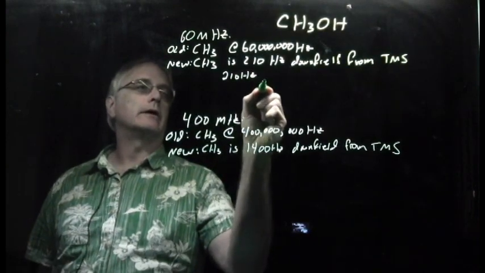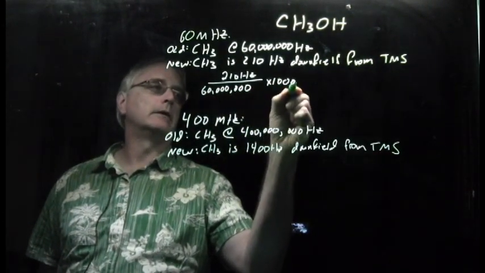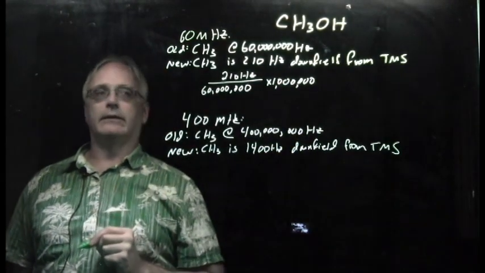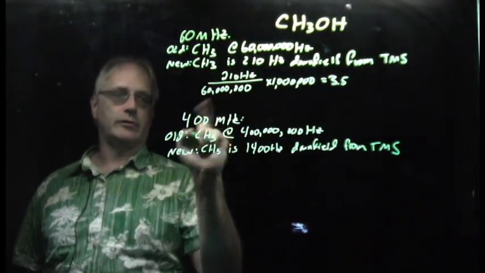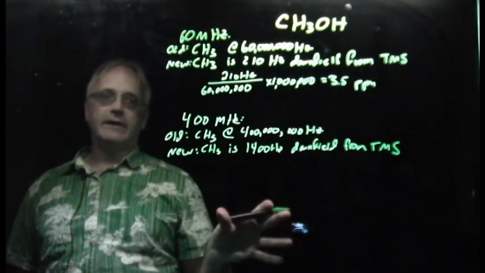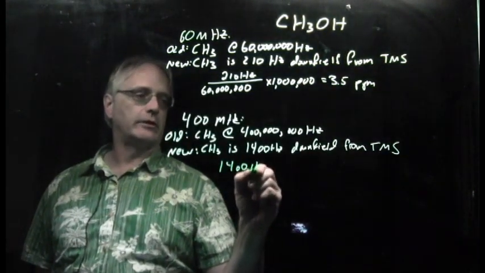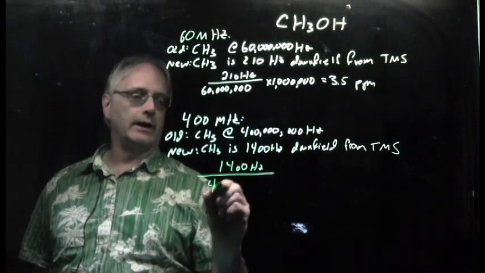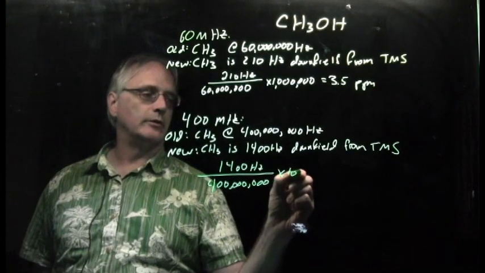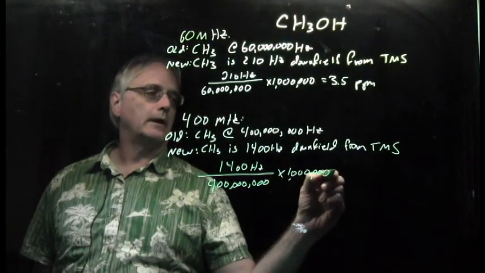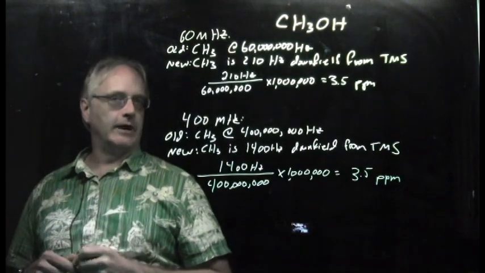210 hertz divided by 60 megahertz times 1 million. If you were to do that calculation, you would come out with a number 3.5. 3.5 parts per million. If you do exactly the same calculation, but now on the new instrument, you would say 1,400 hertz from TMS divided by the base frequency of our instrument, which for protons is 400 megahertz, times 1 million. And you would come out with 3.5 parts per million. That is the reference standard and how it gets used.